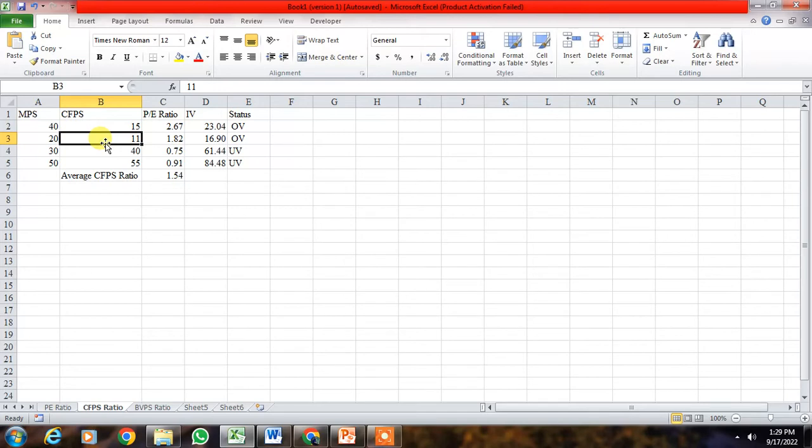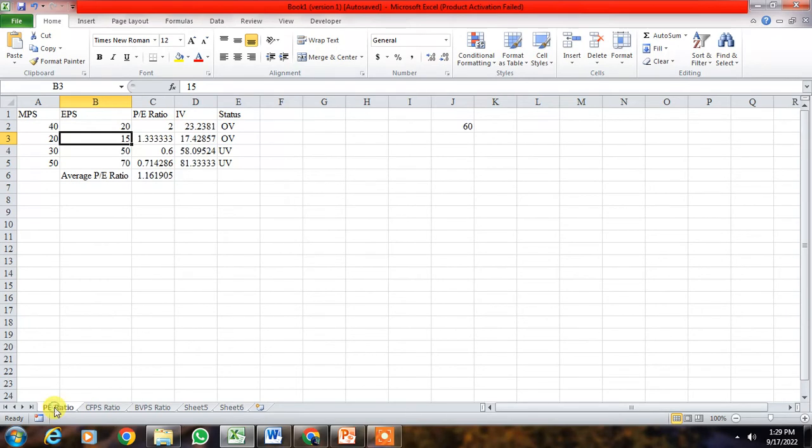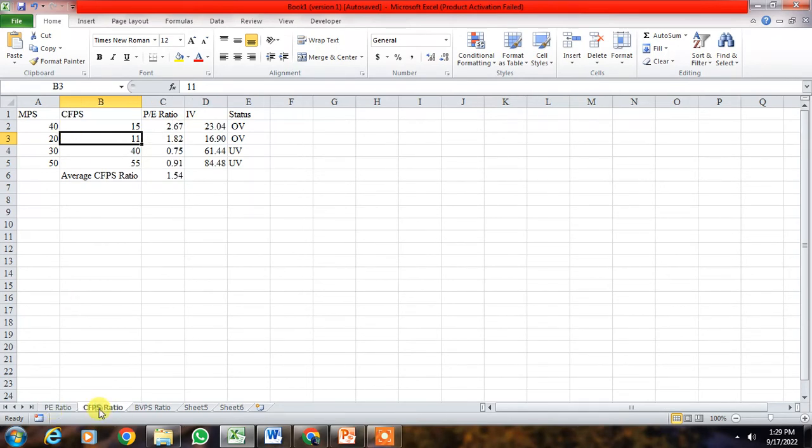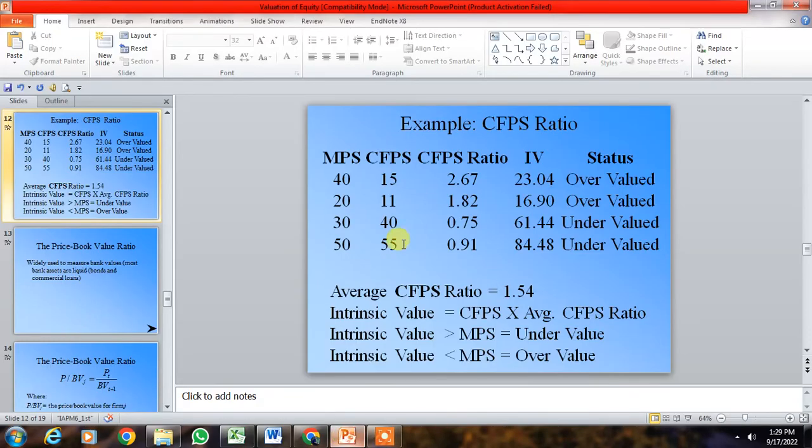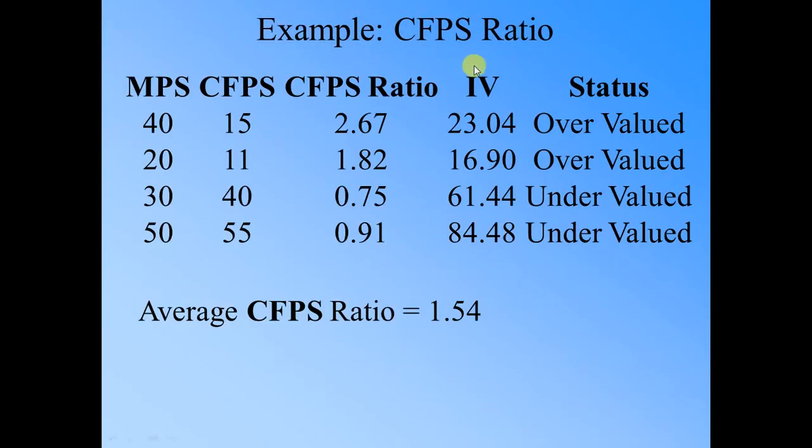Why is it mostly less than the earnings per share? Because in earnings per share we include both the credit sale and the cash sale, while when we calculate cash flow, we don't consider the non-cash expense and non-cash revenue. So that is why the cash flow per share most of the time is less than the earnings per share. Again, the concept is the same. You first calculate the cash flow per share. The formula is market price of the share divided by cash flow per share.